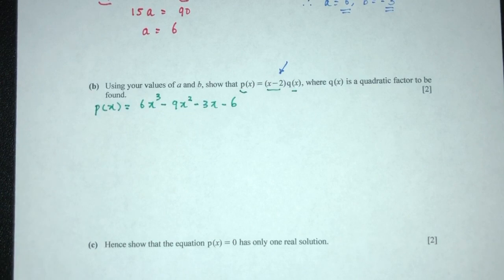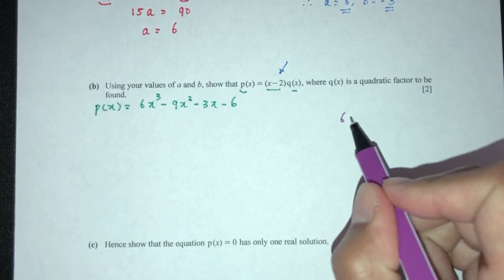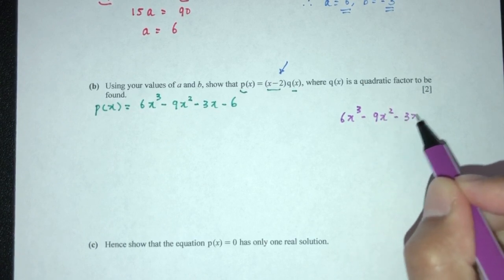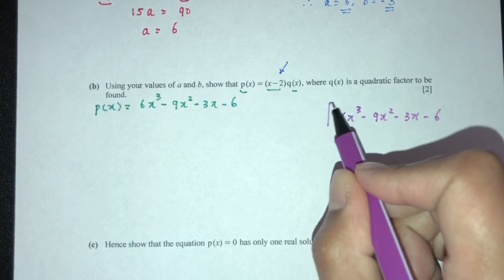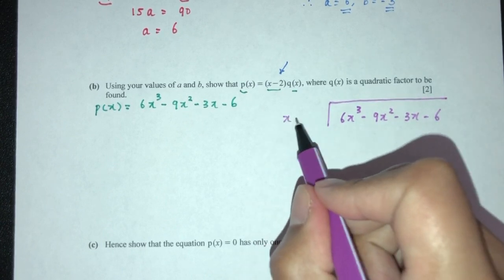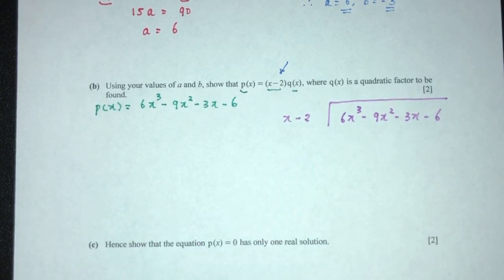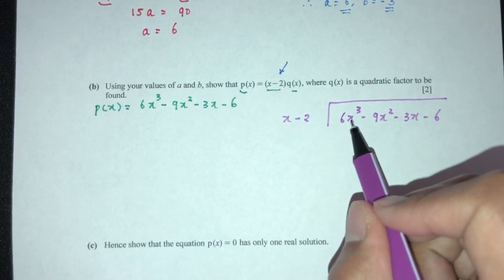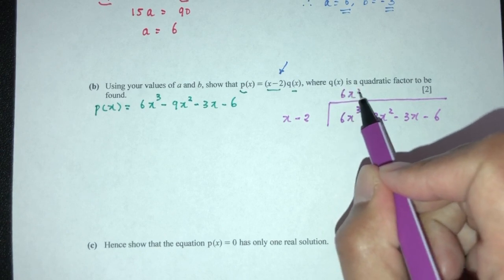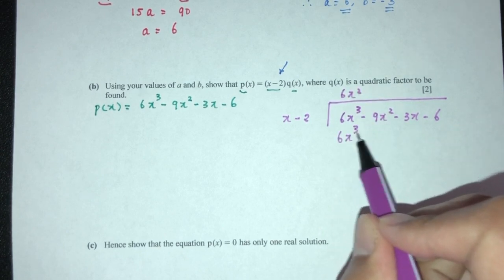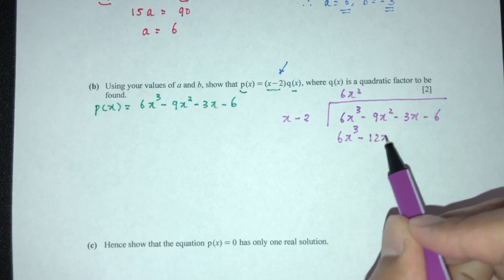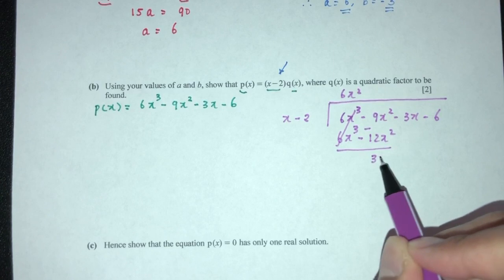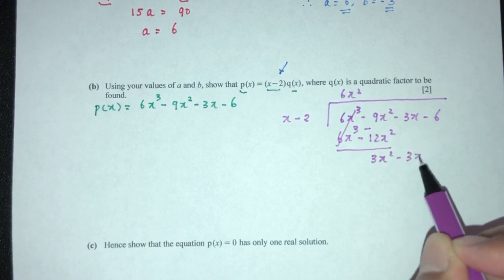You will have 6x cubed minus 9x squared minus 3x minus 6. That will be division by x minus 2, which is a factor of this polynomial. So now to make x become 6x cubed, we have to multiply that by 6 first, and then x squared. That will be 6x cubed minus 12x squared. And this will go away, obviously. Minus 9 plus 12 should be 3x squared minus 3x minus 6.